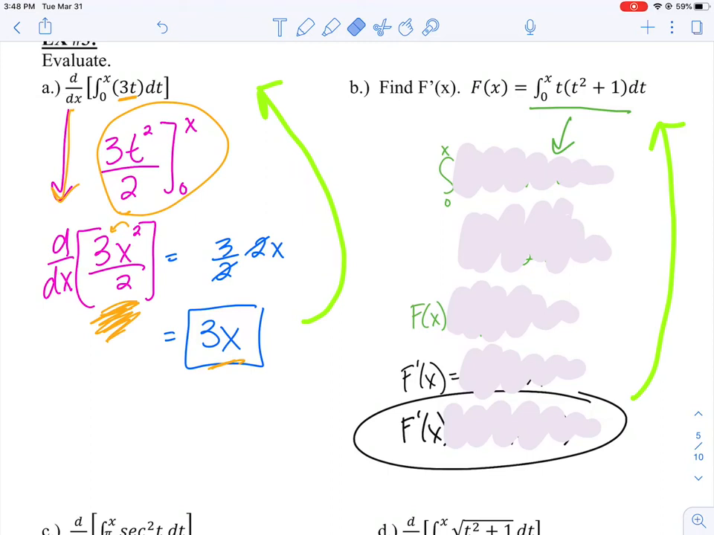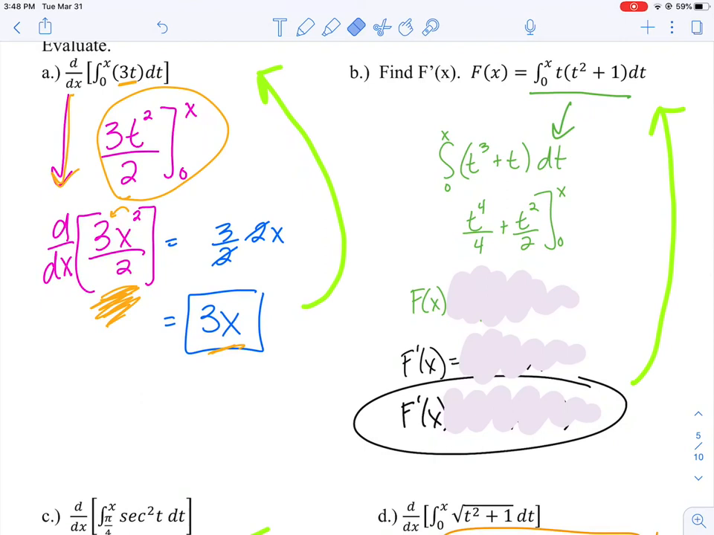I don't know about you, but that looks like a product rule, and so before I do it, I'm going to have to distribute that t through. I end up getting t cubed plus t. So let's go ahead and find the antiderivative. I ended up getting t to the 4th over 4 plus t squared over 2. Using my fundamental theorem of calculus, if I plug in x's and then plug in zeros and subtract them, did you get a big F of x to the 4th over 4 plus x squared over 2? So that's my big F.